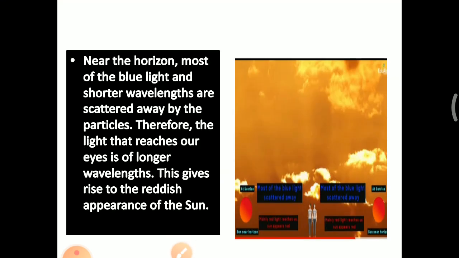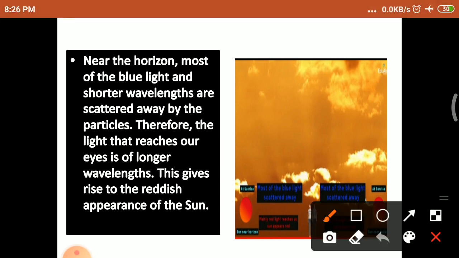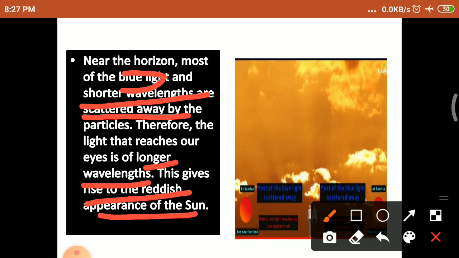Near the horizon, most of the blue light and the shorter wavelengths are scattered away by particles. I already said that blue light and shorter wavelengths are scattered away. The light that reaches our eye is of a longer wavelength, so this gives rise to a reddish appearance of the sun.